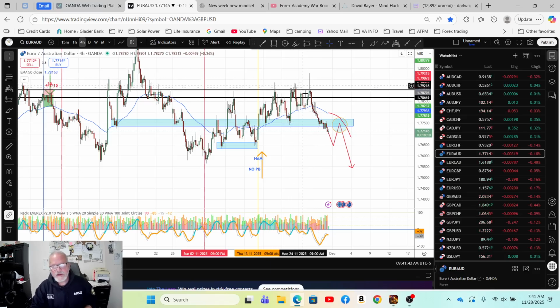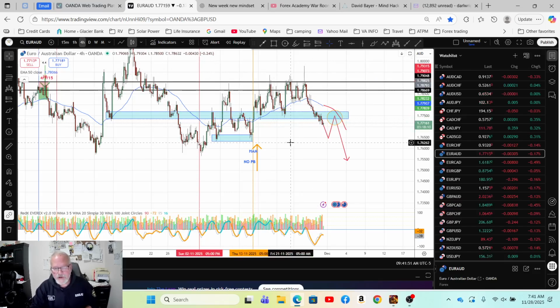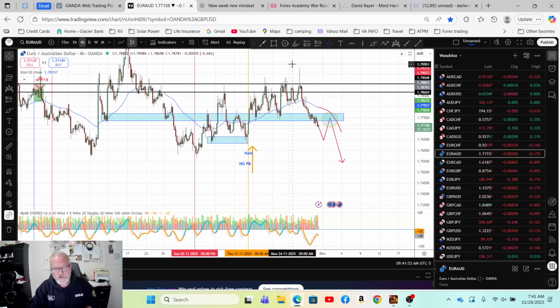Normally on shooting stars and hammers, I like for them to be at the very top or at the very bottom of what I see up in here. But that was a really strong rejection candle. So I'm looking for a deeper push and then a pullback into this now resistance zone.